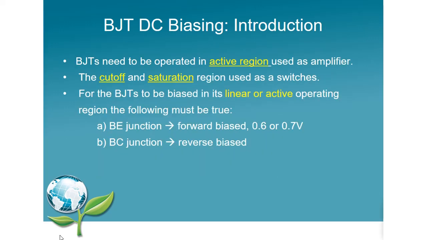BJTs need to be operated in active region when used as amplifier. The cut-off and saturation region are used as a switch. For the BJTs to be biased in its linear or active operating region, the following must be true. Base emitter junction must be forward biased with 0.6 or 0.7 volt. The base collector junction must be reverse biased.